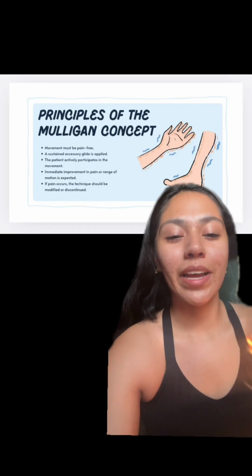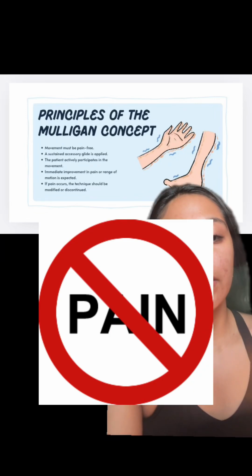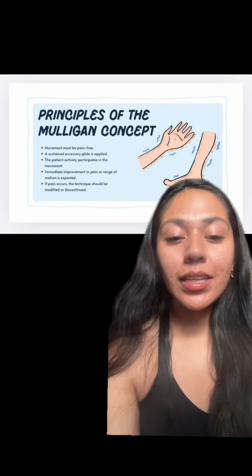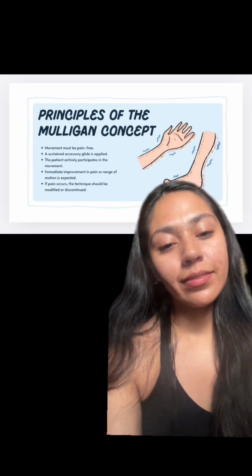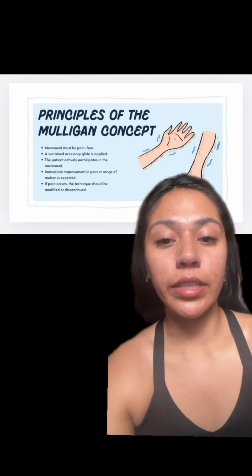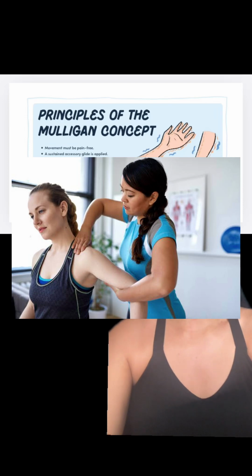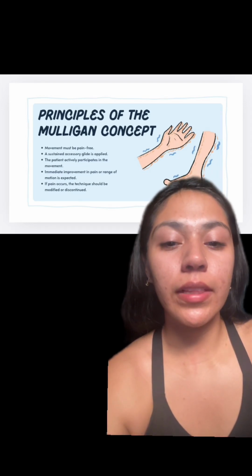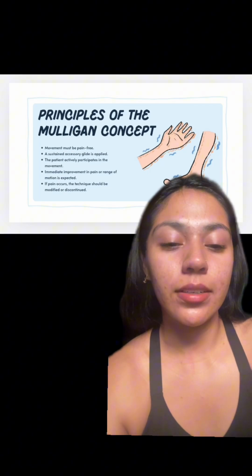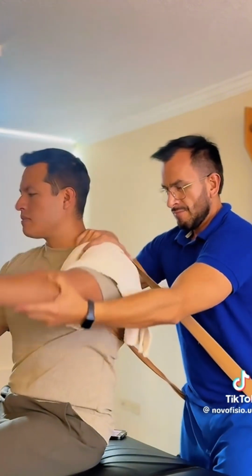Today we are going to explain the main principles of the Mulligan concept. The first principle is that movement must be pain-free. This means that the patient should not feel pain while performing the movement. The second principle is that a sustained accessory glide is applied. The therapist maintains a specific joint glide while the patient performs the movement. The third principle is that the patient actively participates in the movement.